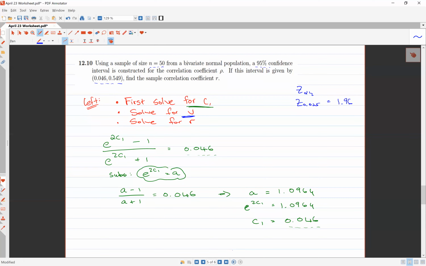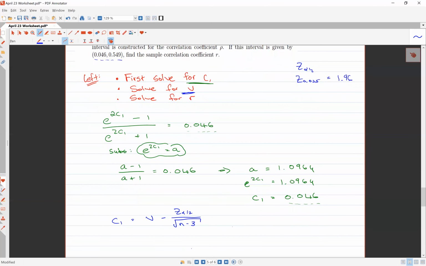Next, we're going to solve for V. So we know when we calculated C1, let me write it that way around, C1 was equal to V minus the z value over the square root of sample size minus 3. So we just plug in the quantities that we have.